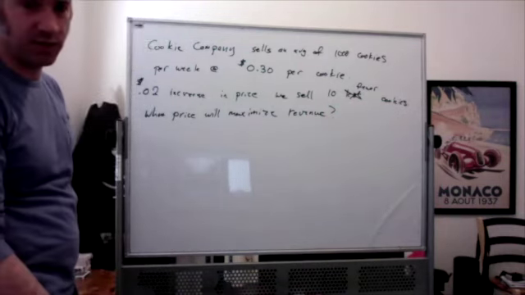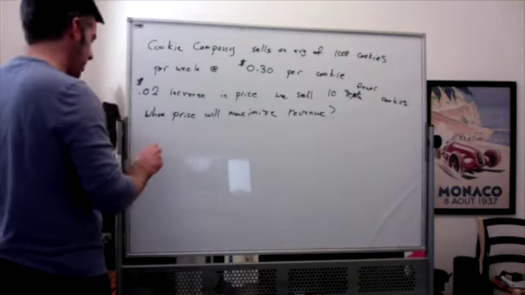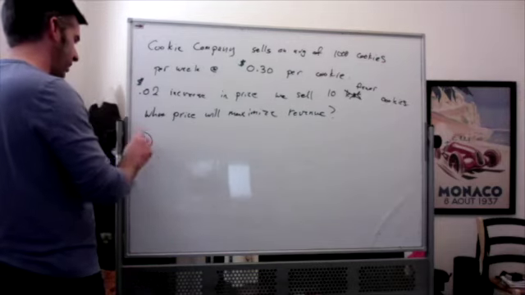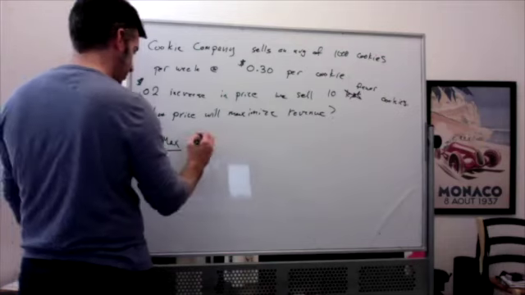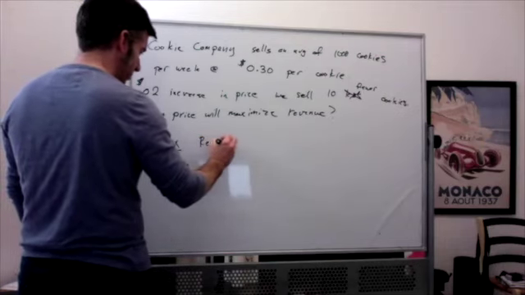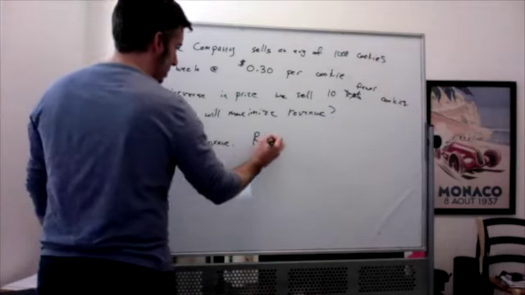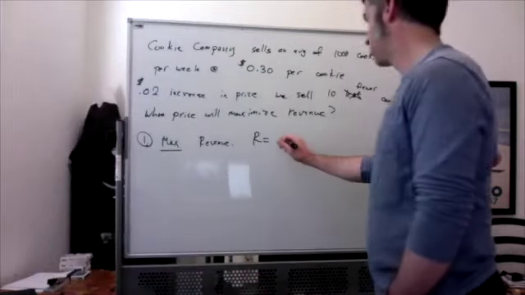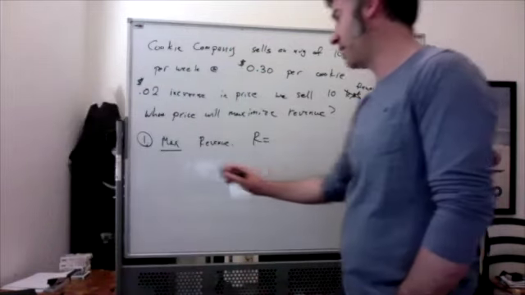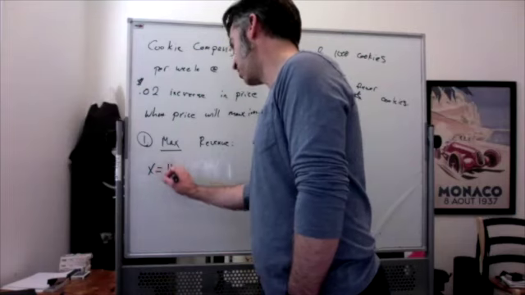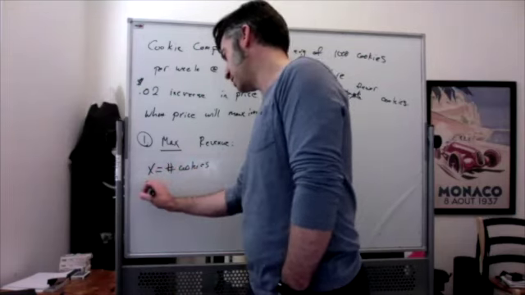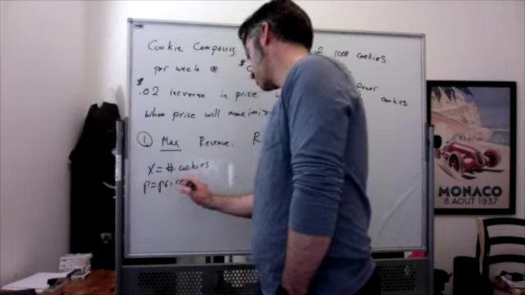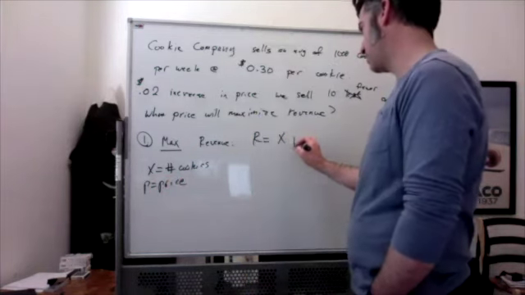Okay, we've got 1 minute, we can make it happen. So we need to write an equation for the thing we want to maximize. So we're trying to maximize revenue. So revenue is equal to the number of cookies. Let's say that x equals the number of cookies sold, and p is the price. So that's going to be x times p.